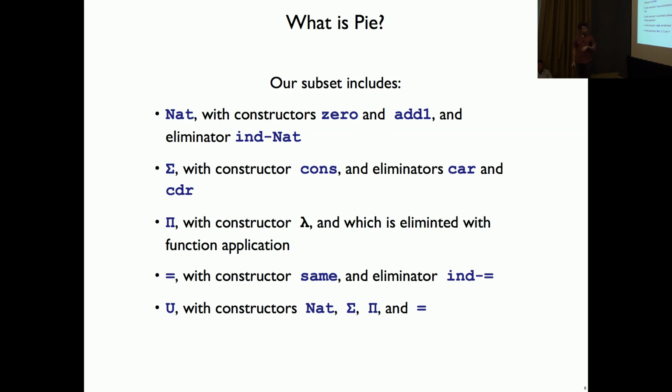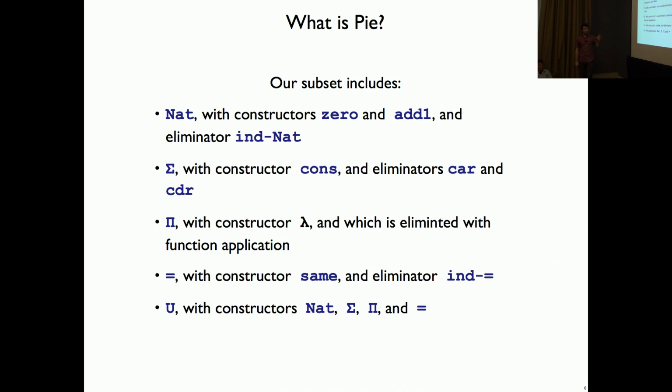So the subset that we're going to think about right now has the natural numbers with their two constructors and an inductive eliminator. We have sigma and pi, which give us dependent pairs and dependent functions with the familiar cons, car, and cdr to get a witness for the property in the cdr, and then our dependent function type pi with its familiar constructor lambda and function application for elimination.